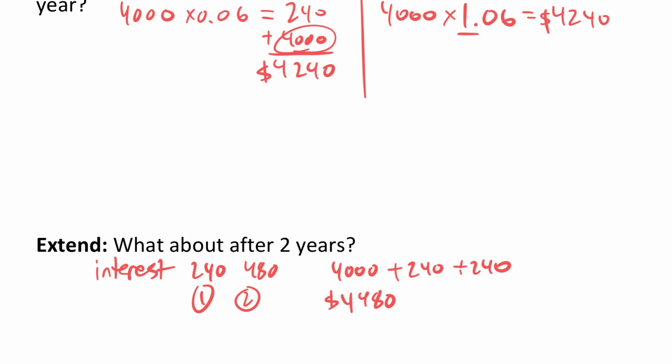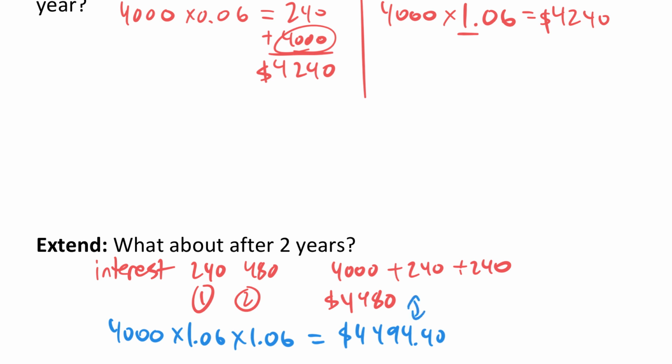But another group might argue, well, when we do the interest, we're multiplying by 1.06. So instead of doing all this adding, why don't we just take the 4,000, multiply it by 1.06 for 1 year, and then 1.06 for another year. When you do that, something interesting happens. You get a different number, $4,494.40. The difference between these two is not huge. It looks like it's only about $14, but this second option gives you more.